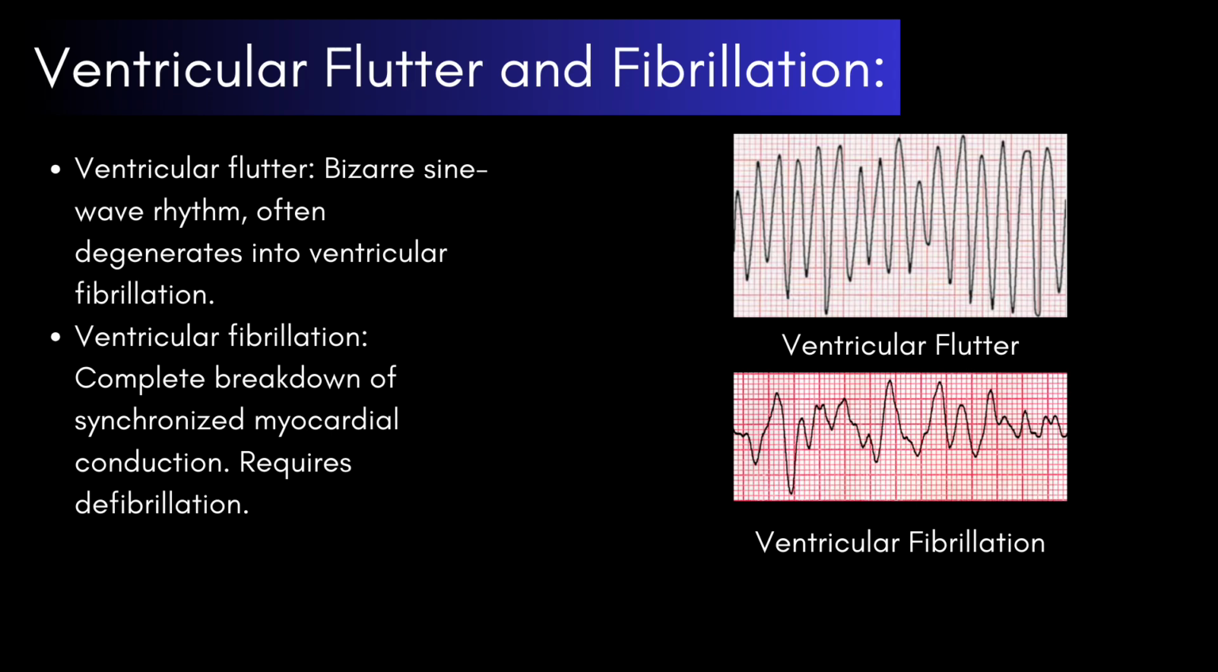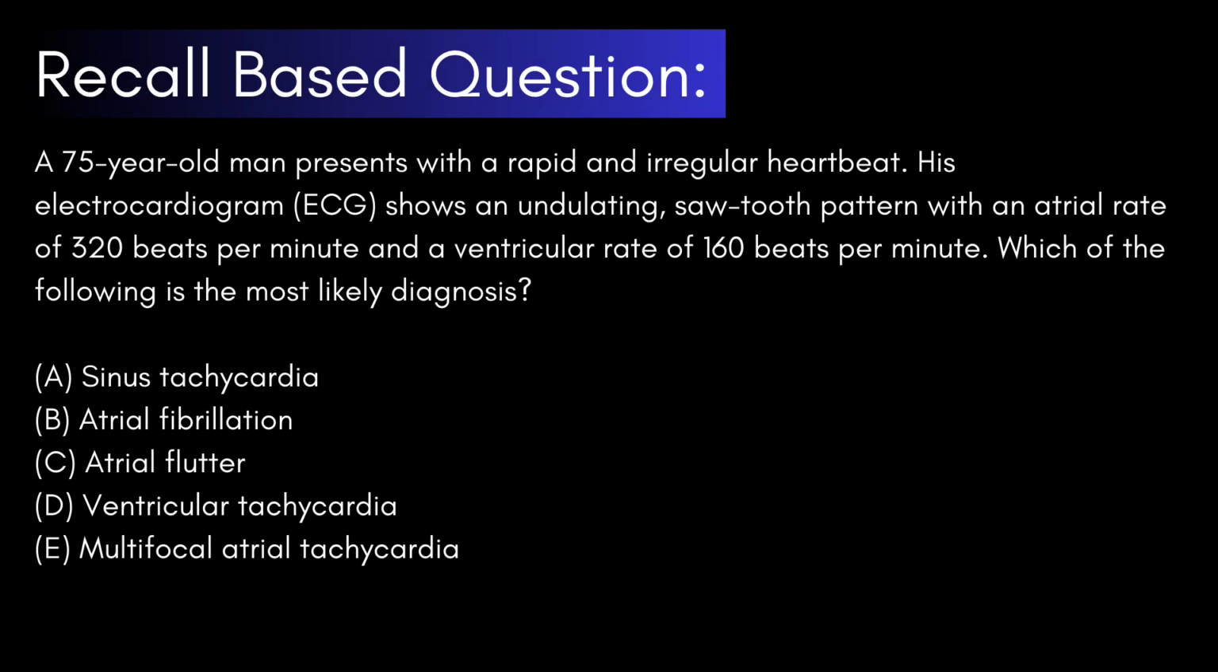All right, guys, now that we have covered all of the content, let's go ahead and take a look at some questions to review the knowledge you have gained so far. A 75-year-old man presents with a rapid and irregular heartbeat. His electrocardiogram, ECG, shows an undulating sawtooth pattern with an atrial rate of 320 beats per minute and a ventricular rate of 160 beats per minute. Which of the following is the most likely diagnosis?